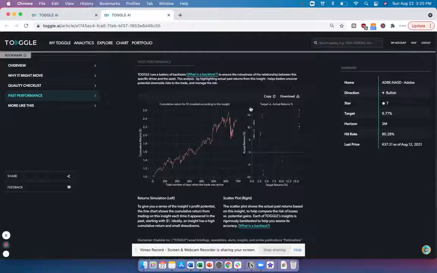And there you go. That's how you analyze a Toggle insight. The aim of this information is to help guide you and give you confidence in your investment decisions. Rather than telling you what to buy or sell, we want to show you what the data is saying.